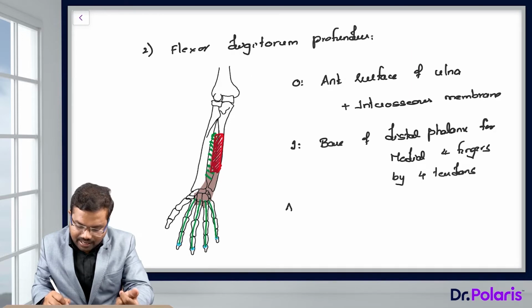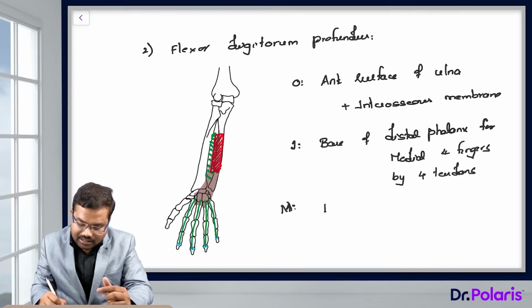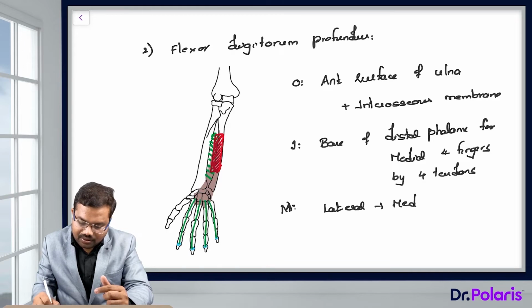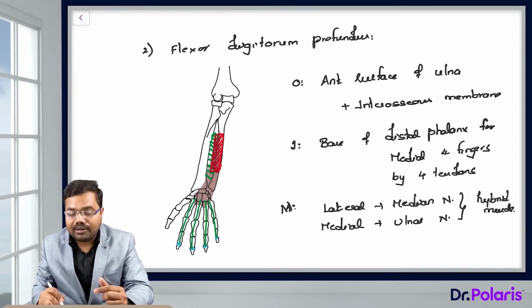Next, action. Before that, nerve supply. The nerve supply for the flexor digitorum profundus is 2 things. The lateral part is supplied by the median nerve, and the medial part is supplied by the ulnar nerve. As 2 motor nerves are supplying a single muscle, this is one of the hybrid muscles. It is a hybrid muscle.